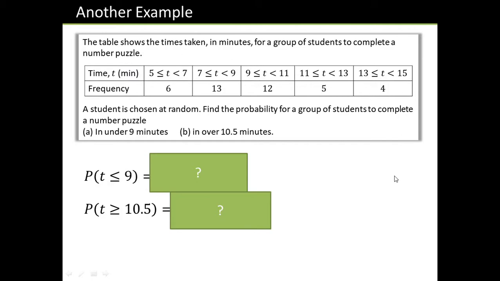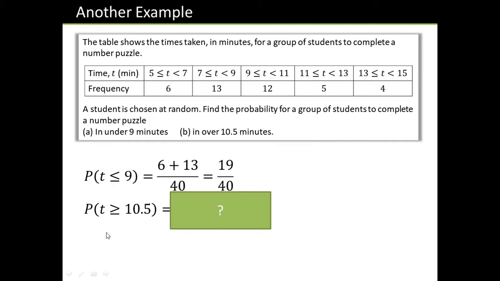Again, pause and read the example, and we'll go through it in a moment. So the probability that the student chosen at random completes the puzzle in under 9 minutes. I'm not sure about the wording, but that's the idea. We've got 19 students that completed the puzzle in under 9 minutes. So the chance of that student completing the puzzle in under 9 minutes is 19 out of 40, because there are 40 students in total.